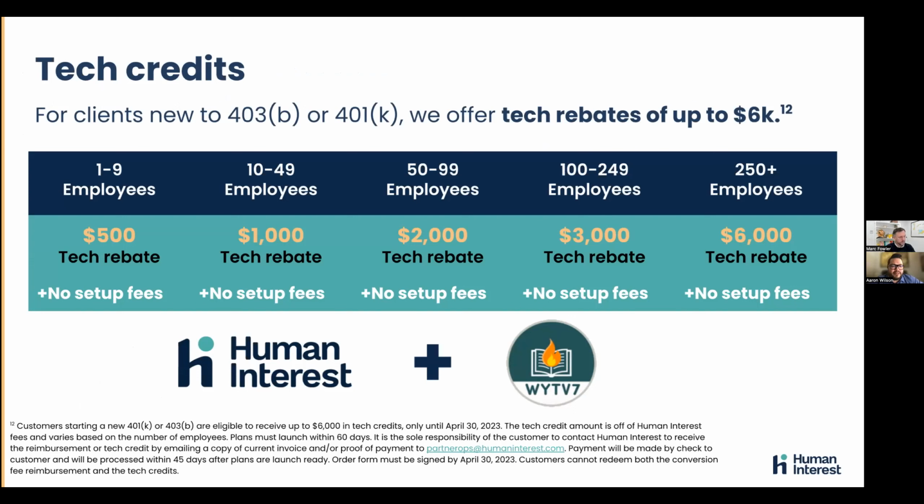For starters, have a conversation with us. If you want to see what the true price would be for having this benefit for your company, we're willing to waive the setup fee, $500. We're also going to do something called a tech credit. This is a partner promotion that's very special and unique to Human Interest through our partnership with WITV7. So imagine this. If you can see the different numbers there for the tech rebate. So 10 employee company, regardless of participation, you sign up because you came from Libby and WITV7, you're going to be able to get a $1,000 check sent in the mail after you launch the plan.